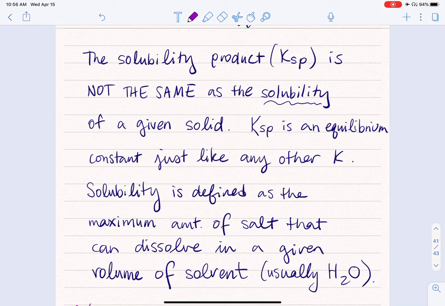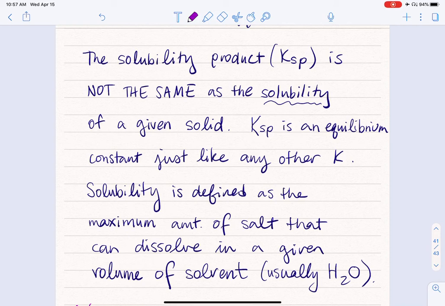It's defined as the maximum amount of salt that you can dissolve in a given volume of solvent. Usually that solvent is water, sometimes it's other solvents. In this class, we're going to be talking about water, primarily as the solvent in which salts are dissolved. So they're not the same.